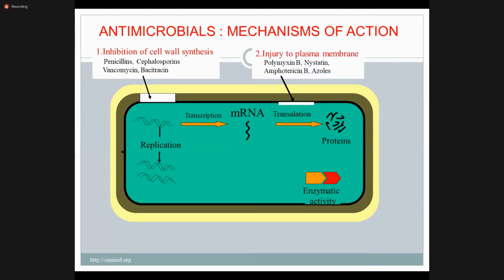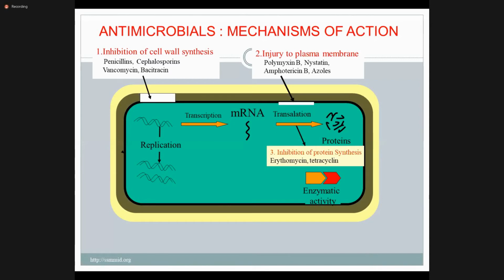There is a second structure, the cell membrane. And again, one important point, right? Antifungal drugs are one of the groups against fungal infection, and most of the drugs included in this group act on the cell membrane, right? So injury to plasma membrane: polymyxin B, nystatin, amphotericin B, or the azole group, right? So this is the second site, and the third site is the inhibition of protein synthesis.